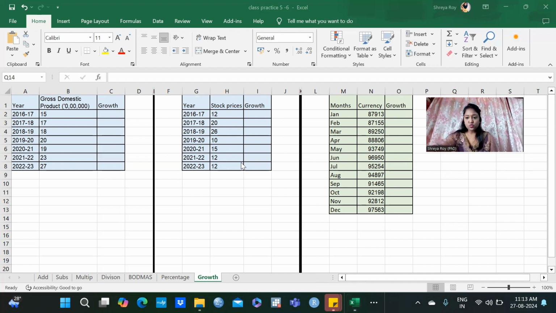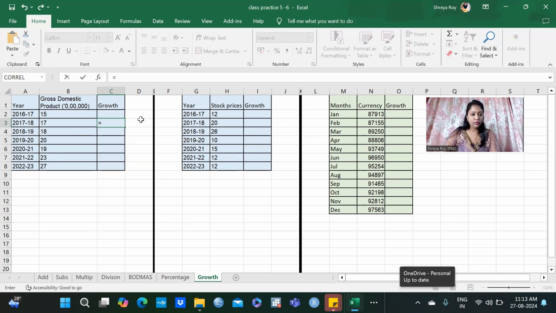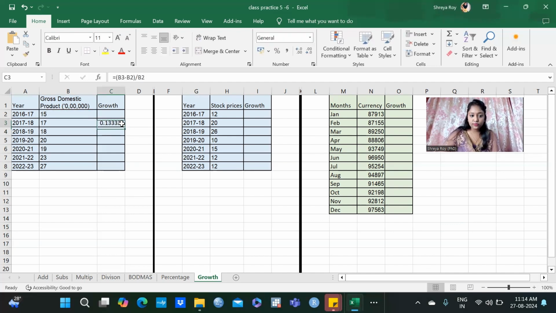Okay, so for this one, we will look into growth percent. Okay, so how do we calculate the growth percent? We do new minus old by old into 100. If you just want growth, then obviously you don't have to do growth into 100. But if you want growth rate, then you have to. So here you will do is equal to new minus old by old, and that is your growth.